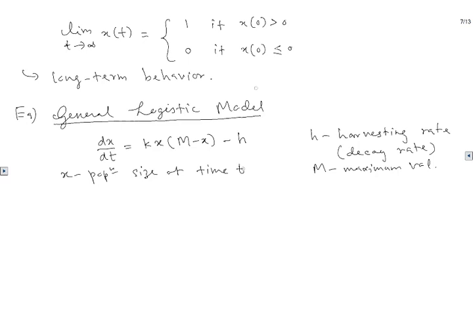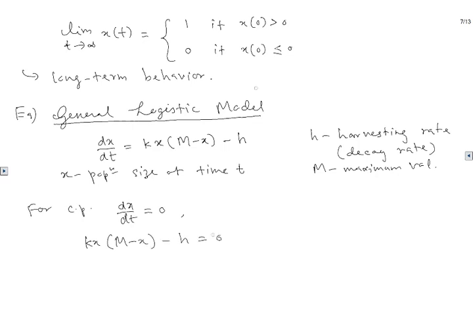So this is what we call a general logistic model. So let's try to solve this. How do we solve this kind of equation? We just follow the same routine work. We're going to start with the critical points. What we're going to do is set dx over dt equal to 0.